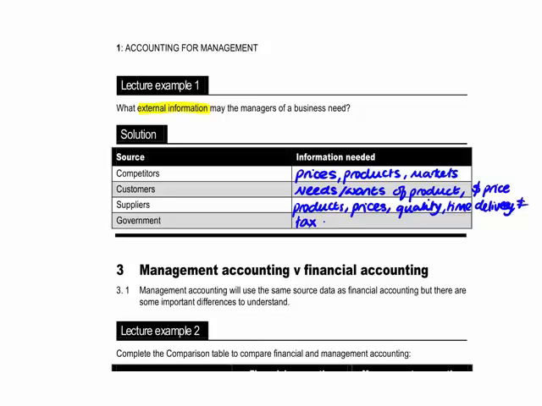From the government, we're going to need to know about tax rates, things like the rate of VAT, because that's going to have an impact on our sales price, the minimum wage, what we're going to have to pay our labour, and basically any legislation that might impact on our production. And you may of course be able to think of others too.